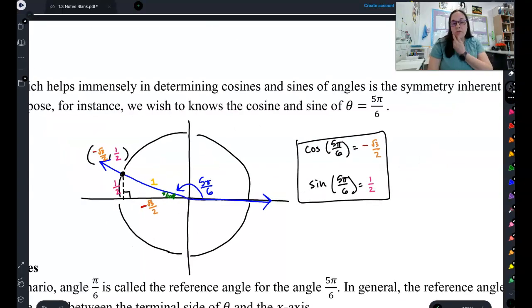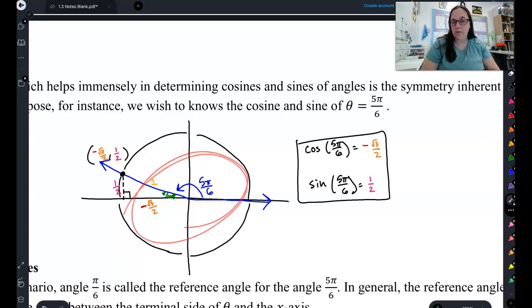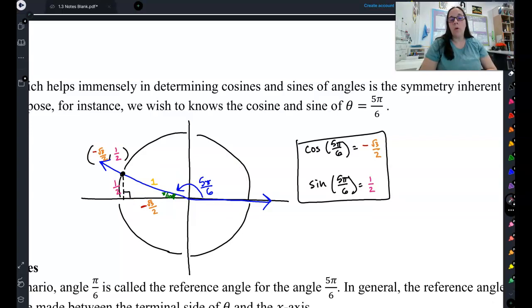So as you can see, even when we had something like 5 pi 6, we're still just using the special right triangles. And in fact, anytime you do any part of this unit circle, you're using special right triangles. That's all that this is. The only difference is depending on what quadrant you're in, you add negatives based on that quadrant.